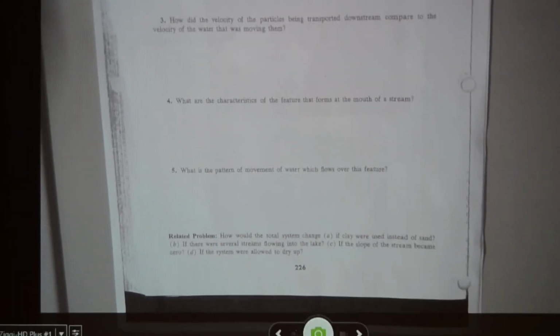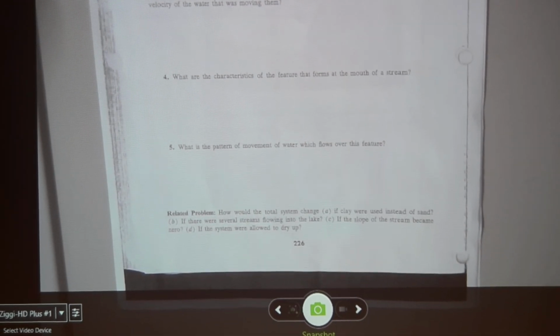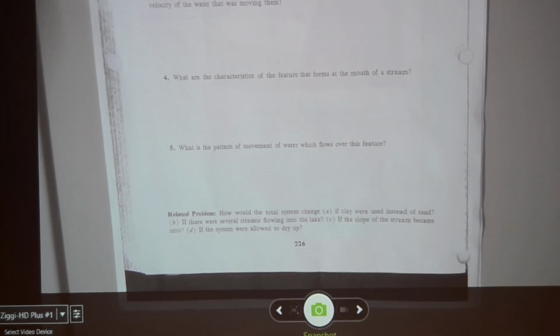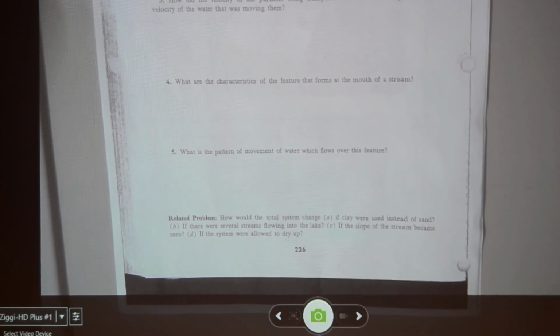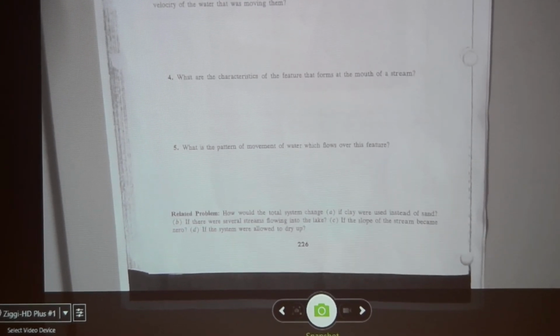Related problem I will go over with you. If I was to use clay instead of sand, how would my system change? Clay is smaller sized particles. Smaller sized particles don't take as much velocity to move them. So therefore, I would have more erosion if I use clay. I'd have more erosion, therefore more deposition on the delta.